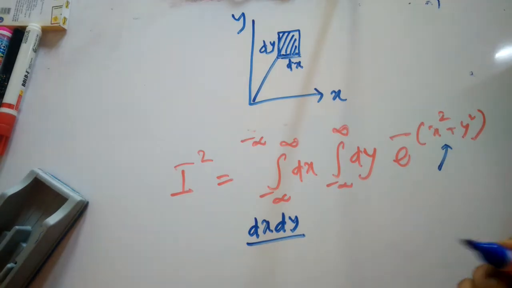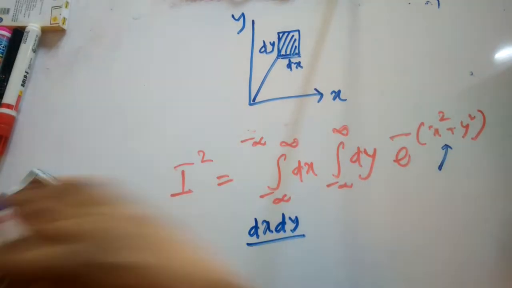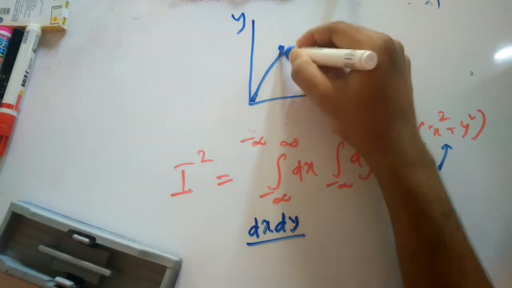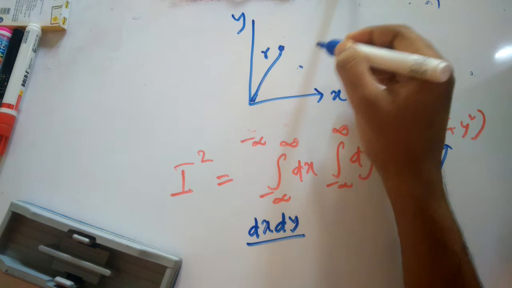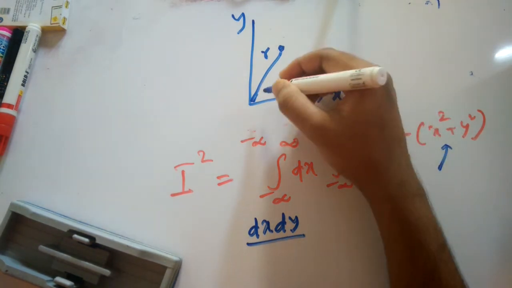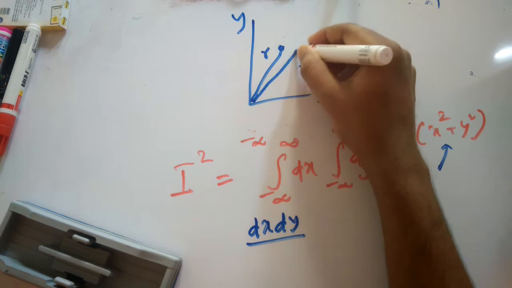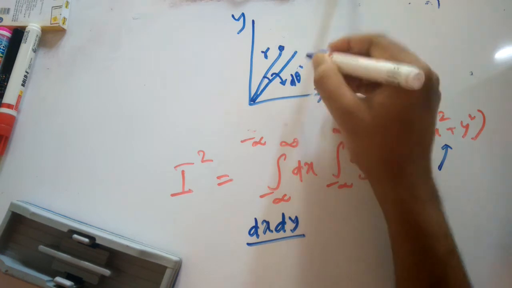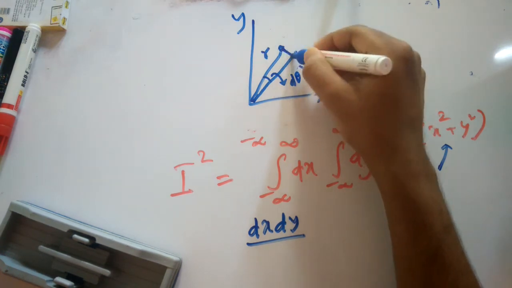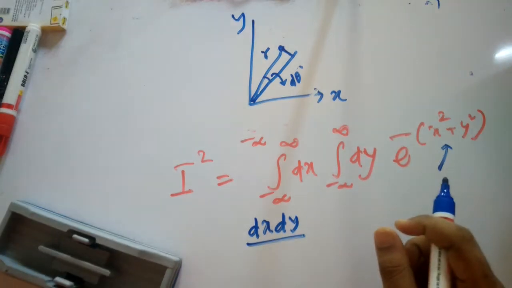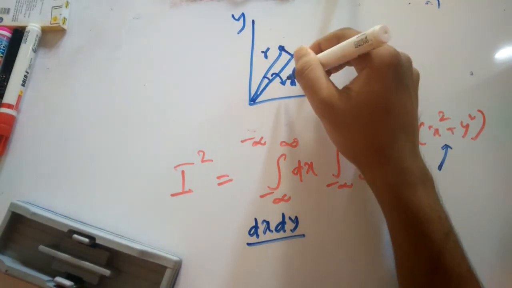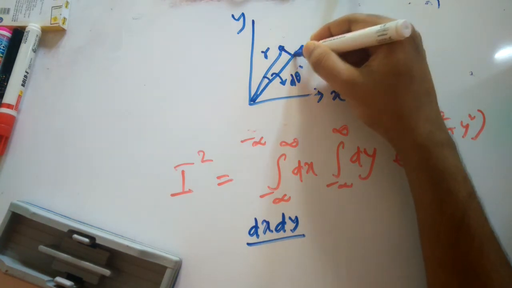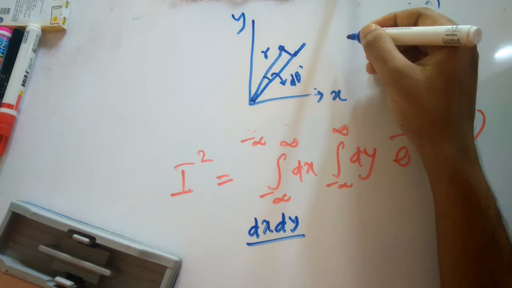So what is the equivalent of this area element in polar coordinates? In polar coordinates, again there is this point, this is the distance r, and then we change the angle by an infinitesimal amount, which is d theta. So this is r, and you change the angle by a small d theta, and there is also a change in the radial distance.